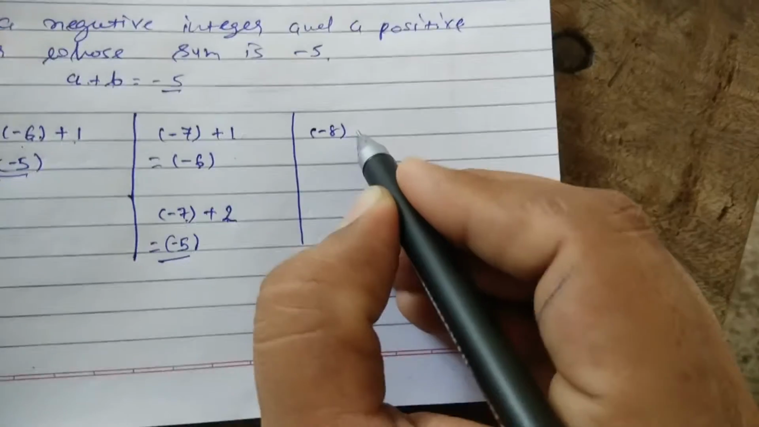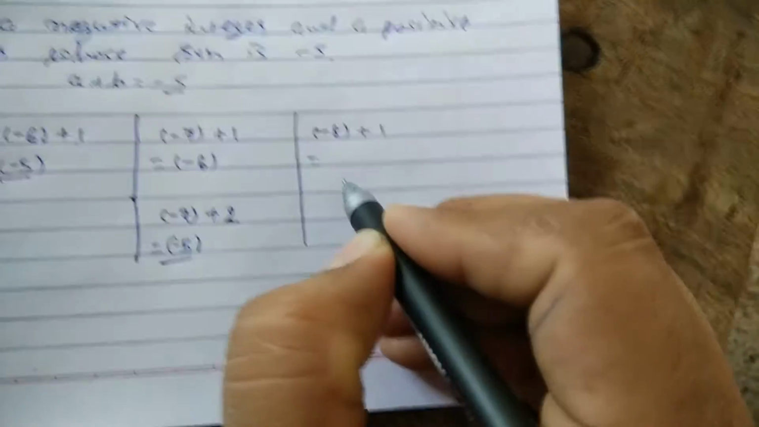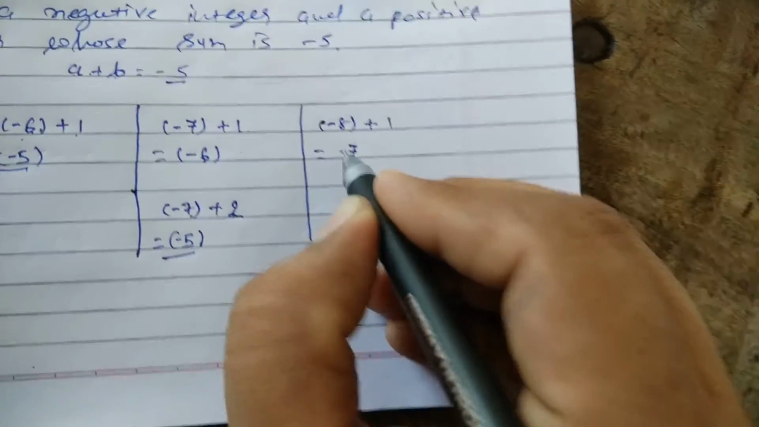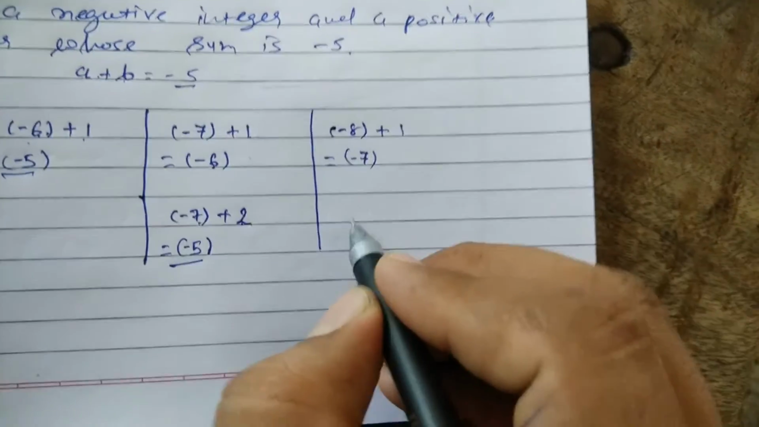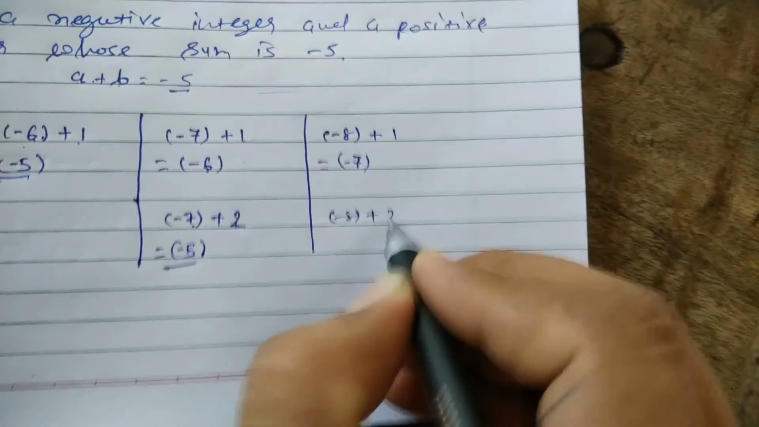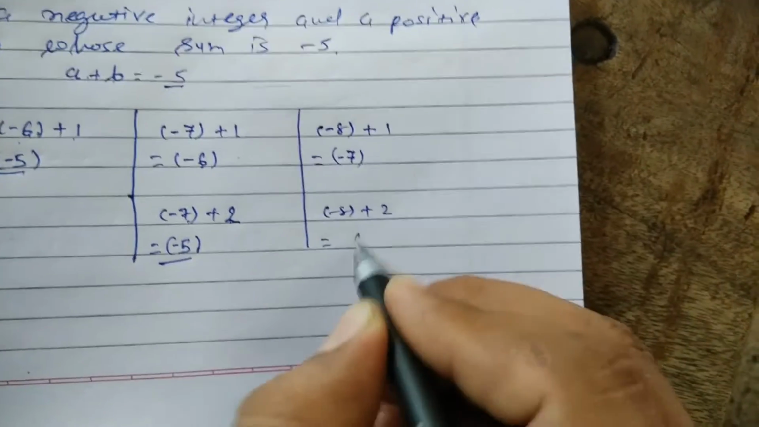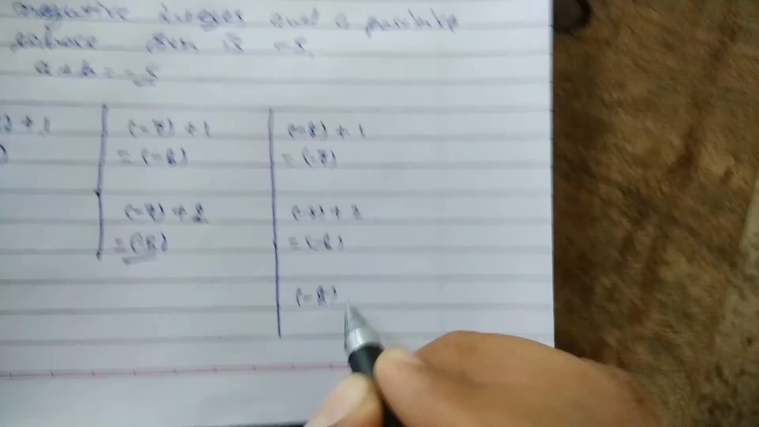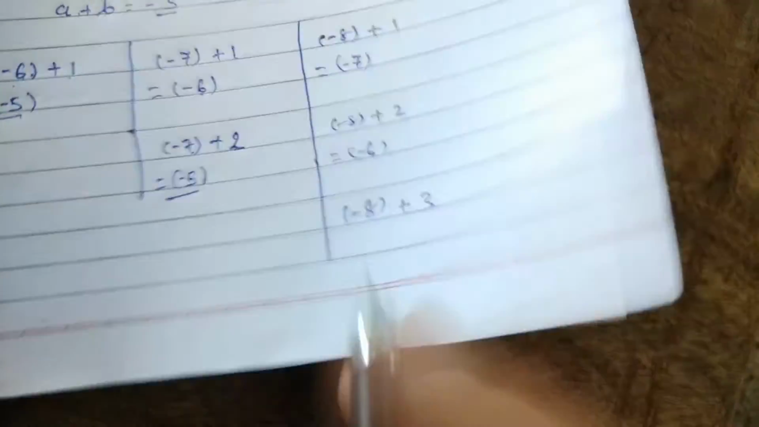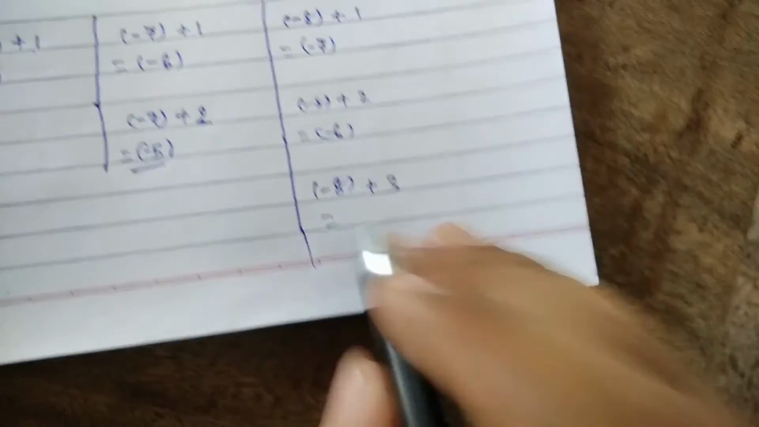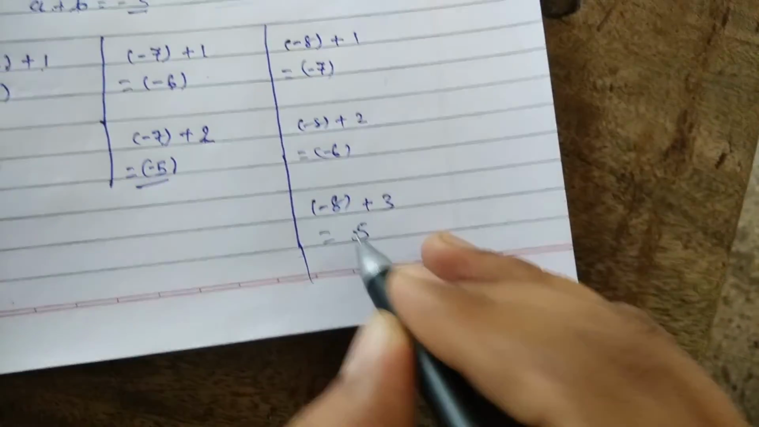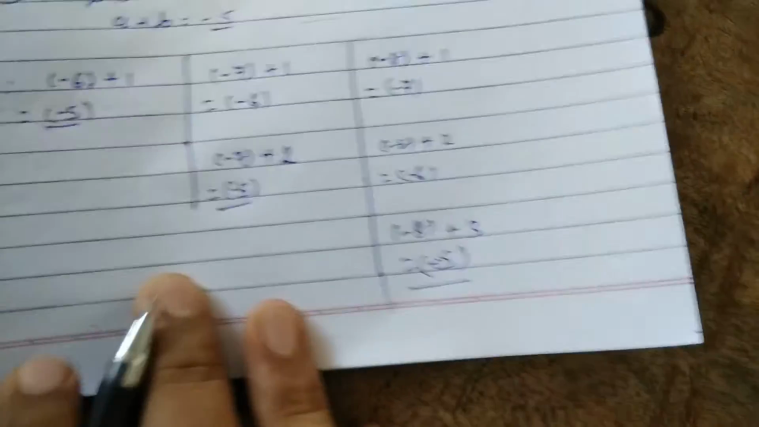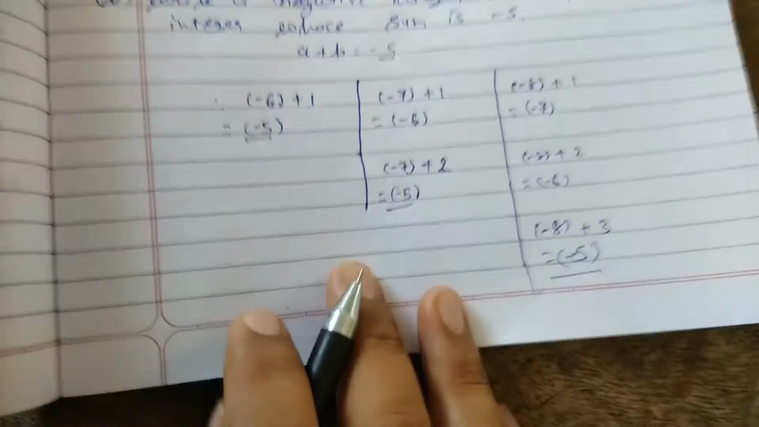Next take -8 plus 1, that is equal to 8 minus 1, 7, and minus sign, -7. -8 plus 2 we will do: 8 minus 2, 6, minus sign, -6. Again we will continue till we get -5. -8 plus 3, that is equal to 8 minus 3, 5, and sign of -8, -5. So here also we have found the answer, that is -5.